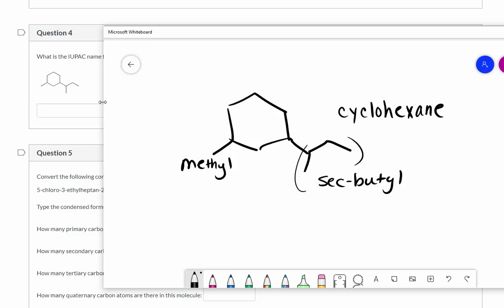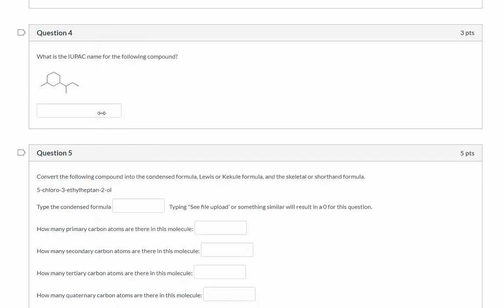Well, remember, when we're putting it in order and we're numbering, we ignore the prefix. So we're looking at B and M. And all things being equal, the B is going to get the number 1. So this is going to be 1-sec-butyl-3-methylcyclohexane. And you put that into this system like this.